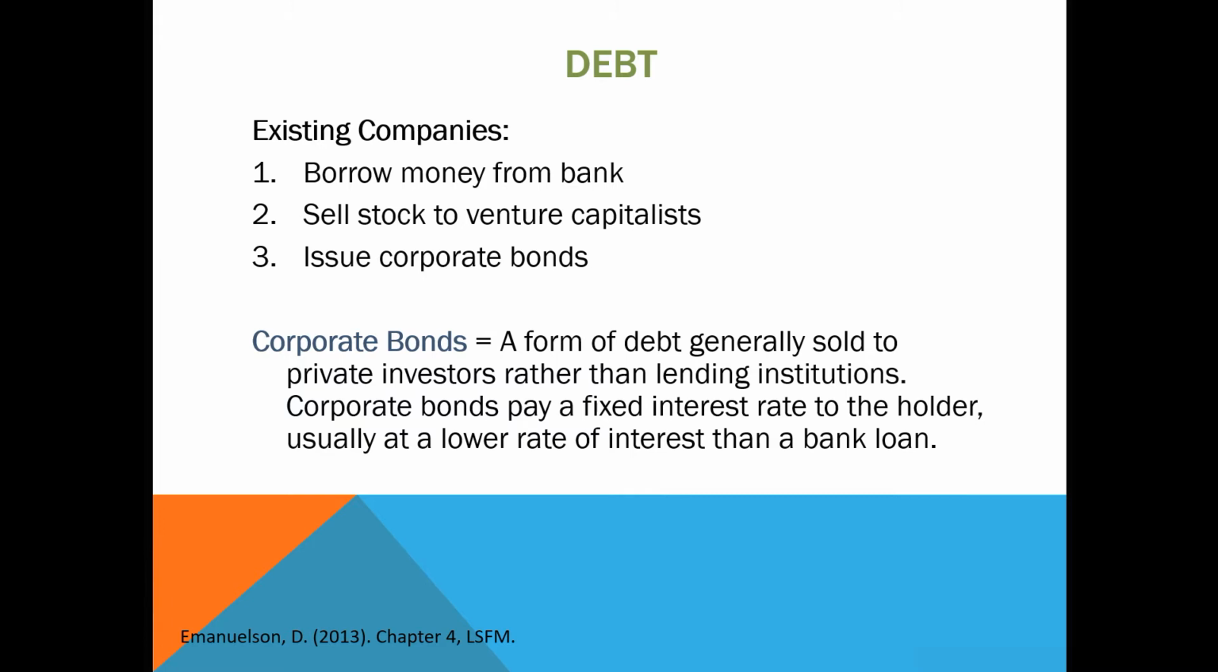I've already talked about selling. You can also sell stock to venture capitalists, for example. People also can issue corporate bonds. So this is existing companies that don't want to borrow money from banks or sell stocks. They sell corporate bonds generally to private investors rather than lending institutions.